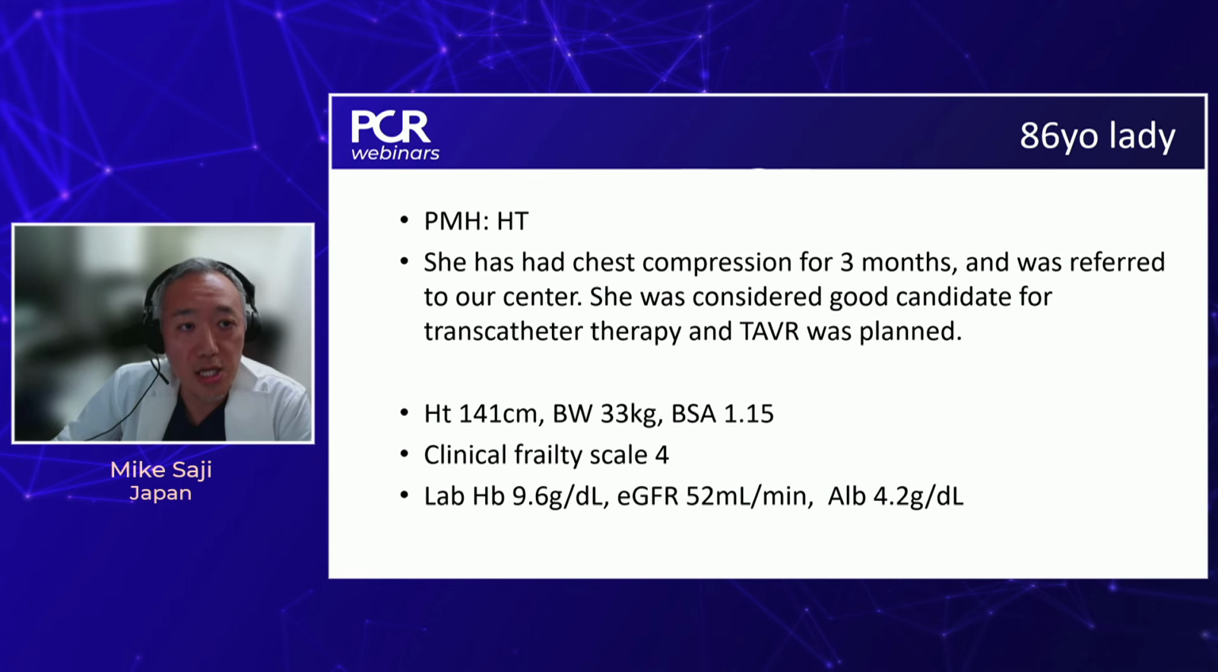So the patient is an 86-year-old lady with a past medical history of just hypertension, and she has had chest compression for 3 months and was referred to our center. And she was considered a good candidate for transcatheter therapy, and a TAVI was planned. And she's a very small lady. The height is just 141 centimeters and 33 kilos, and BSA was just 1.1. And she has mild frailty, and her labs suggest mild anemia and mild CKD and good nutrition.